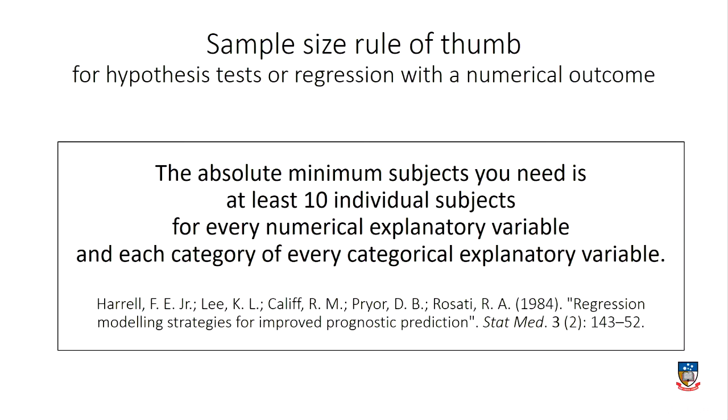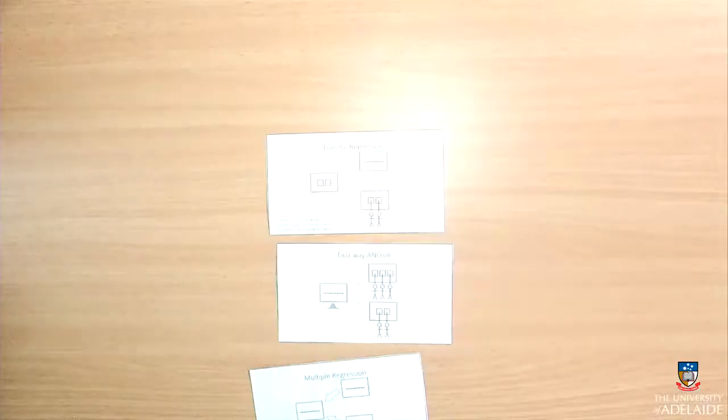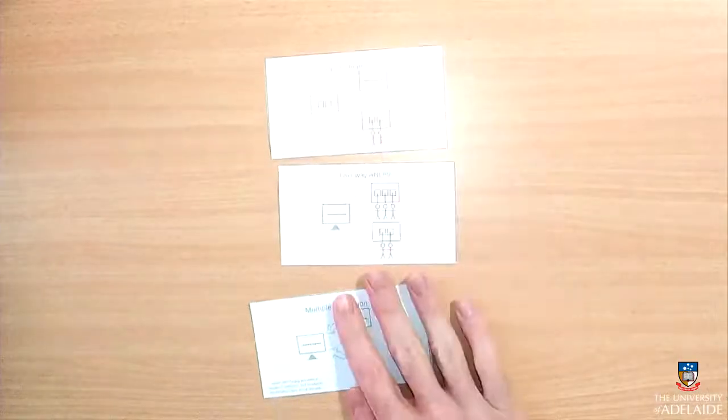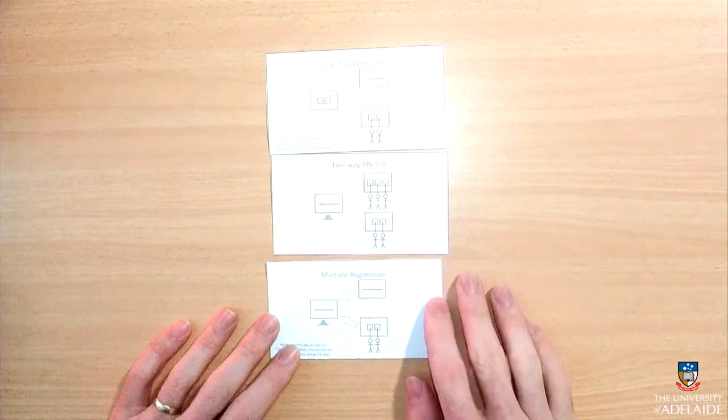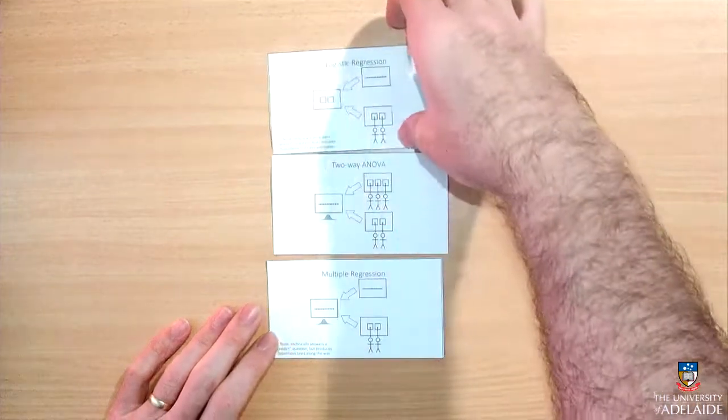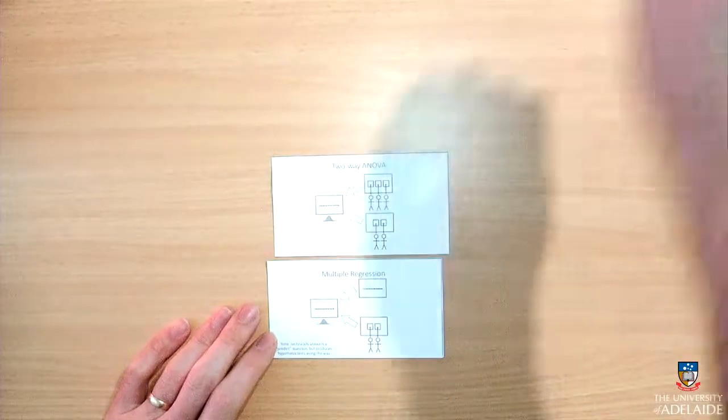So, no one will believe you if you say you need less than 10 subjects. This is the statistical rule of thumb that statisticians have. You need at least 10 for every explanatory variable. So let me just talk about that a little bit with my cards. And it only applies to numerical outcomes.